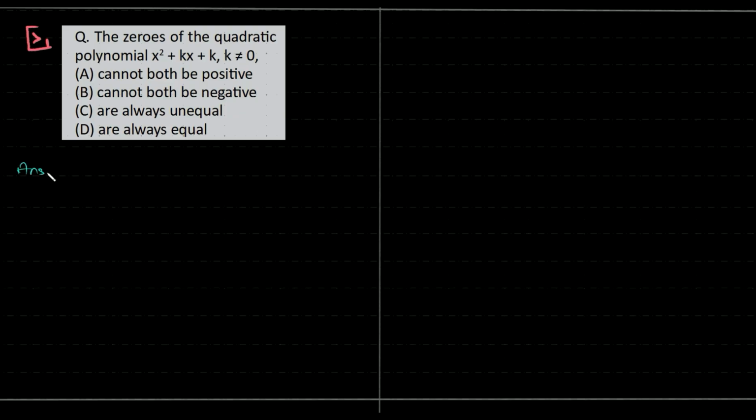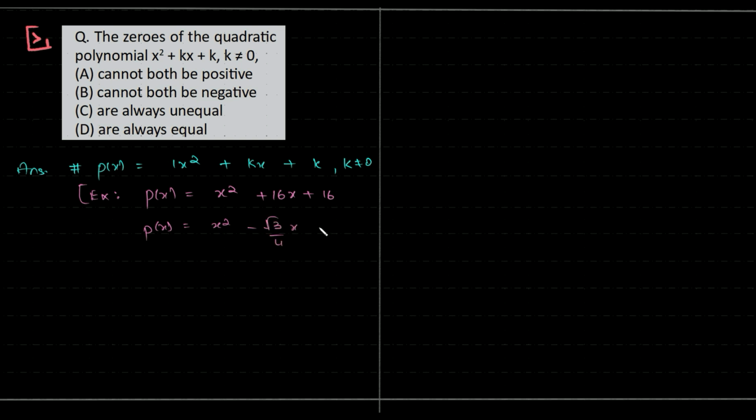Now, what is it that we have been given? We have been given a polynomial which is of a particular form, 1x square plus kx plus k. So what does that mean? k should not be equal to 0, right? So k can be any number. It can be a positive number, a negative number, a fraction. So x square plus 16x plus 16, something like this is also possible. And something like x square minus root 3 by 4 x minus root 3 by 4. All of this is a possibility.